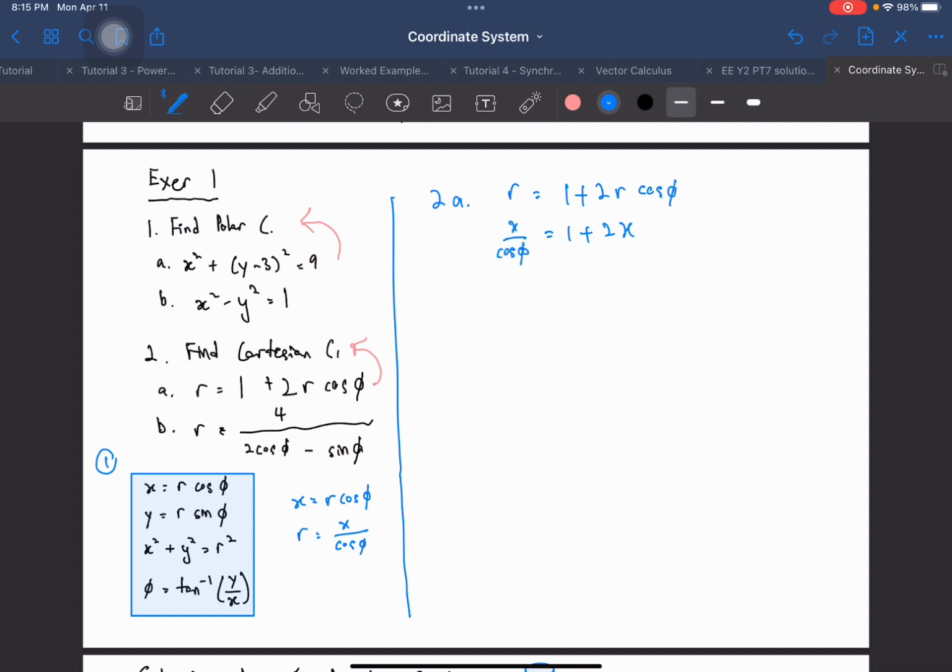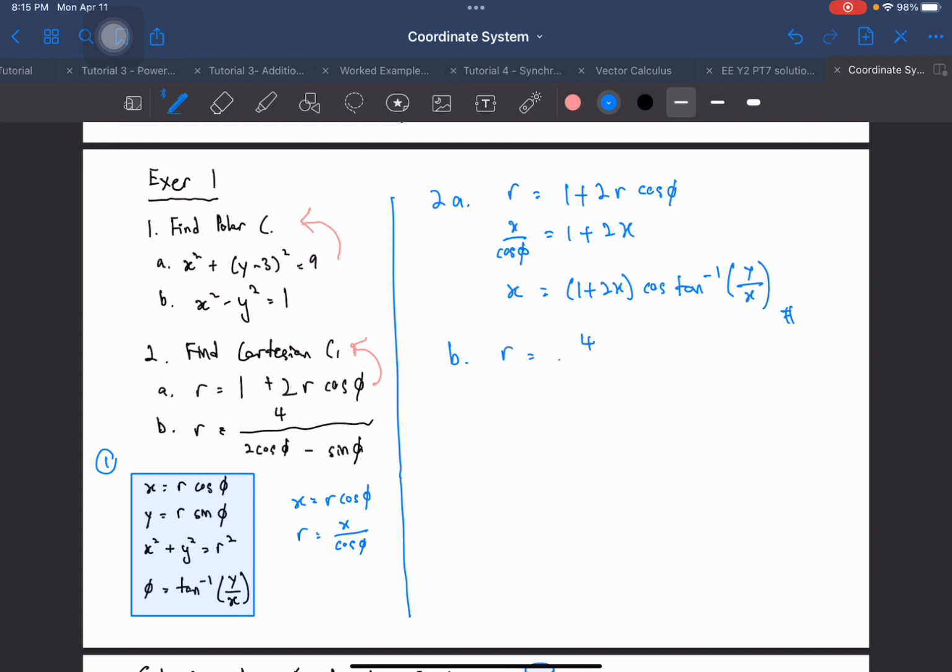But note that we haven't finished yet because there's still phi here. So we move it to the right hand side. And then what is phi? From this fourth equation, it is tangent inverse y over x. So now we are done. Okay, so what about the second one?